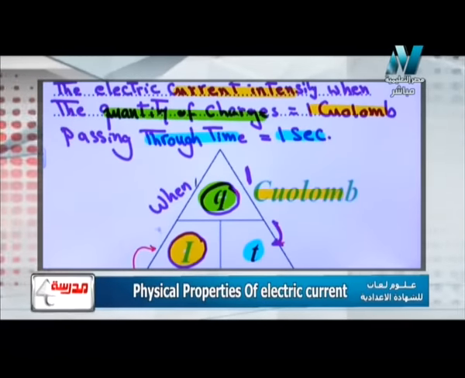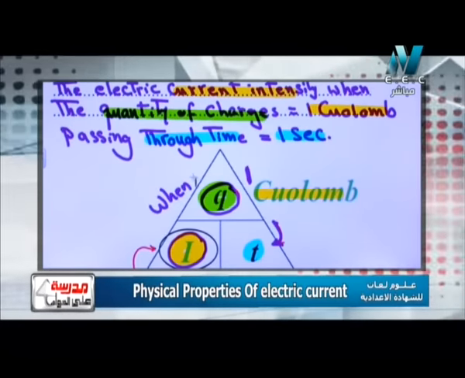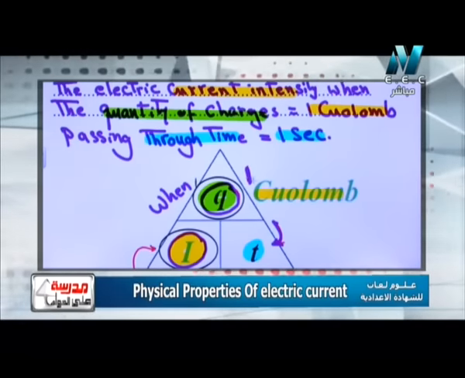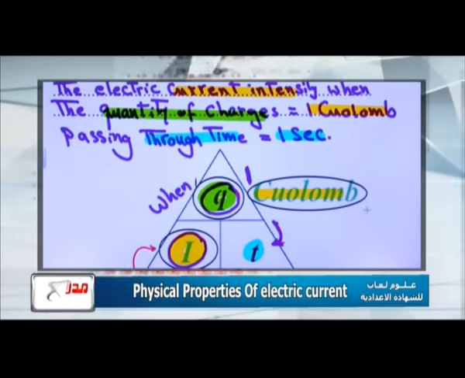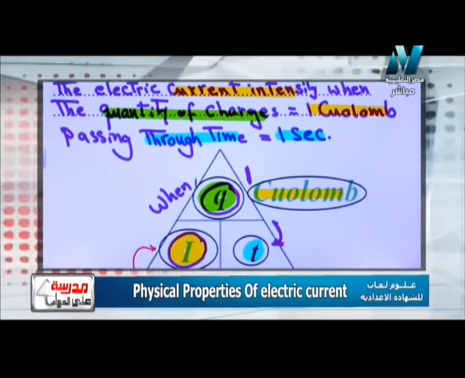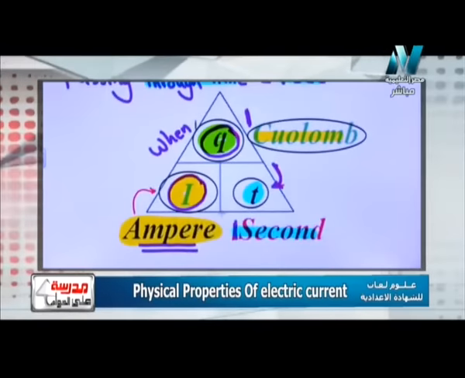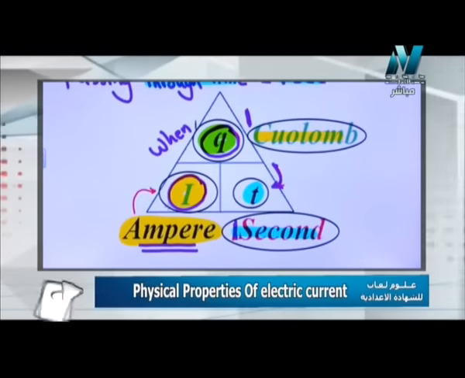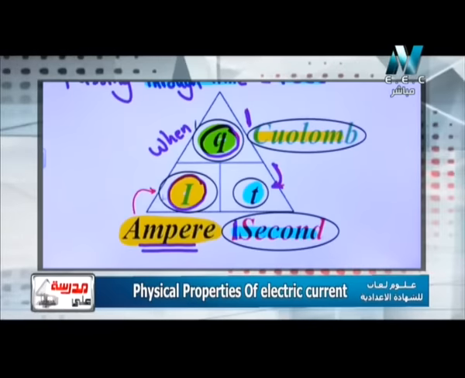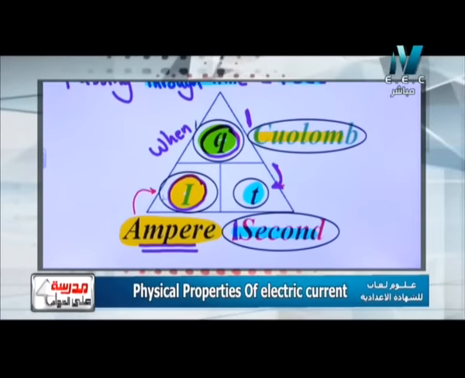It is the electric current intensity when quantity of charge equal 1 coulomb and time equal what? Equal 1 second. Okay, so dear students, as you see here, we know now what is meant by electric current. We know what is meant by the electric current intensity.